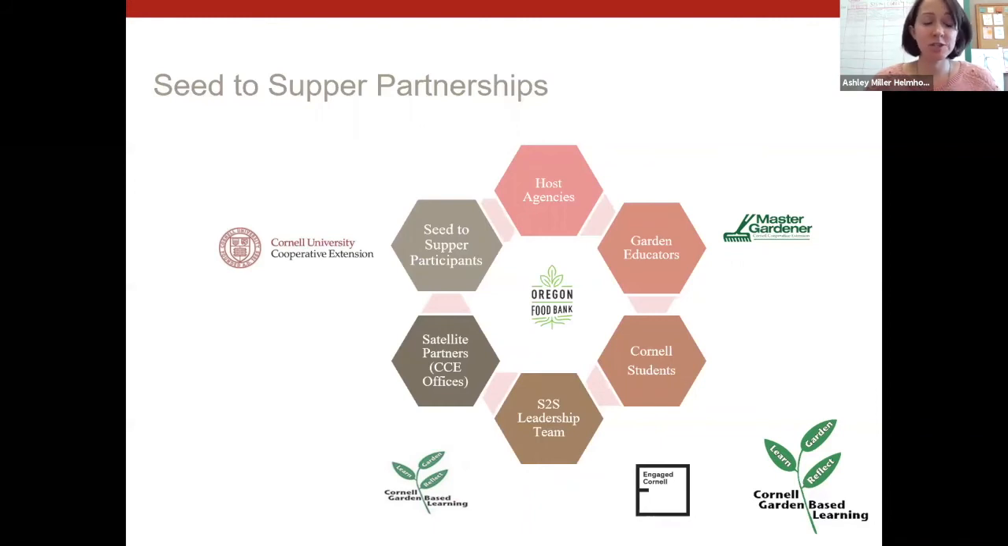And there's an evaluation of our Seed to Supper participants before and after the course to see how that's really helped to shape their gardening experience and their ability to grow food. So there's a wonderful model already set up here in New York State for this kind of work.